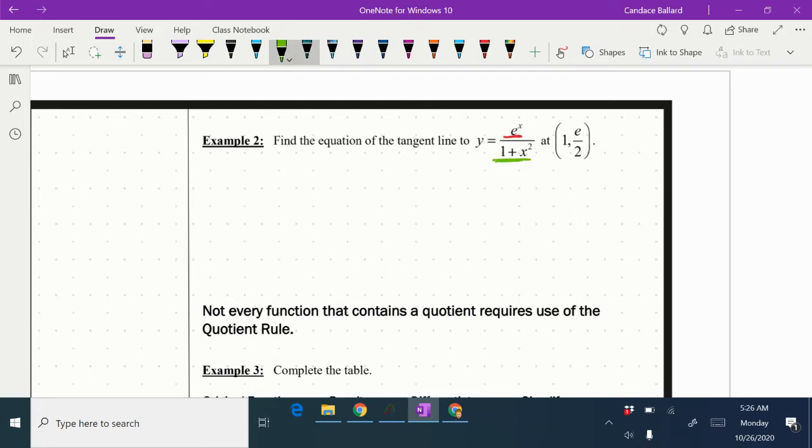our denominator. I'm going to start by taking that derivative because we know to get an equation of a tangent line, we need a point and we need a slope. We have a point. We need to get the slope. To get the slope, we have to take the derivative.